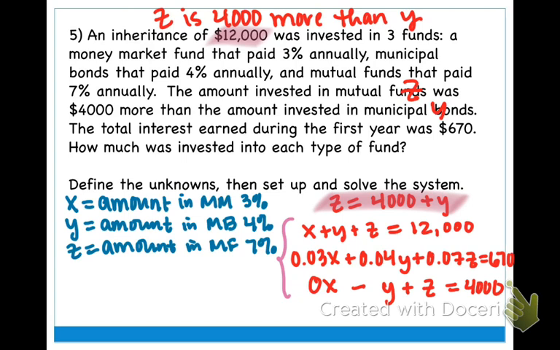I'll give you a second to do that. Pause the video, and come back and check your answer. So you should get from your matrix that X is $2,000, Y is $3,000, and Z is $7,000.